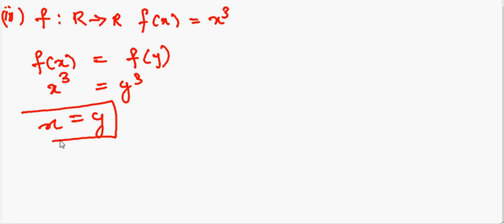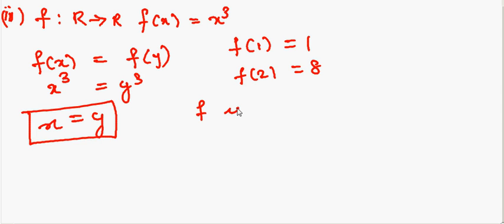That means images will be different for different values of x. If you take for example f of 1, it will be 1. What will be f of 2? It will be 2 cube, that is 8. So therefore I can say the function is injective. That means it is one-to-one.